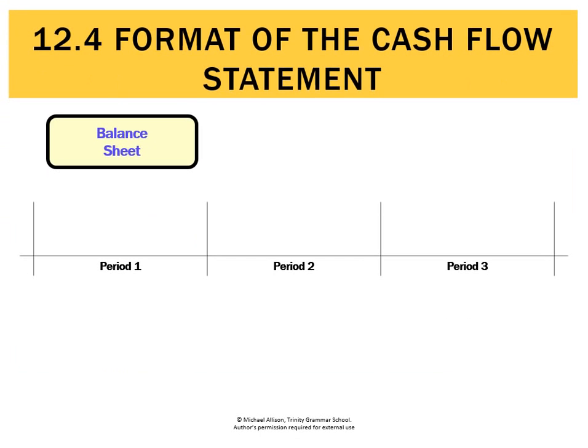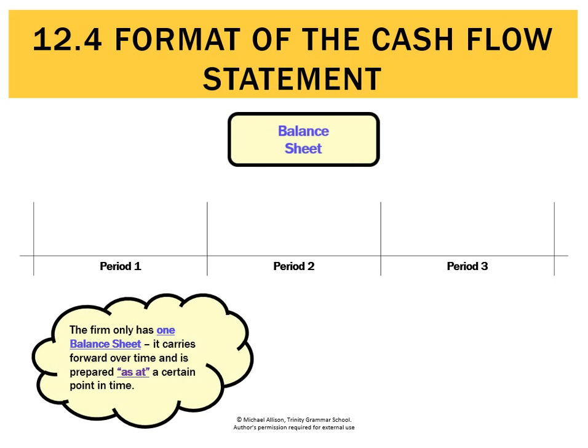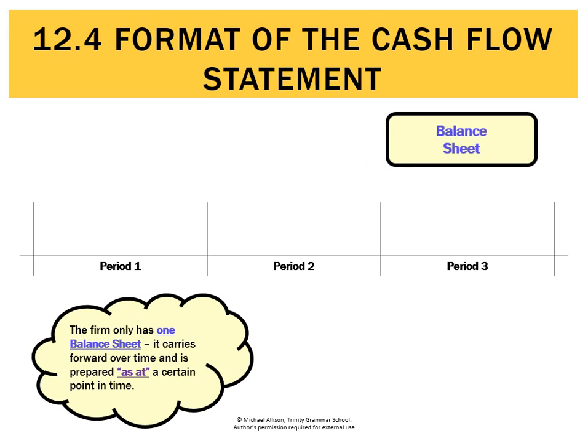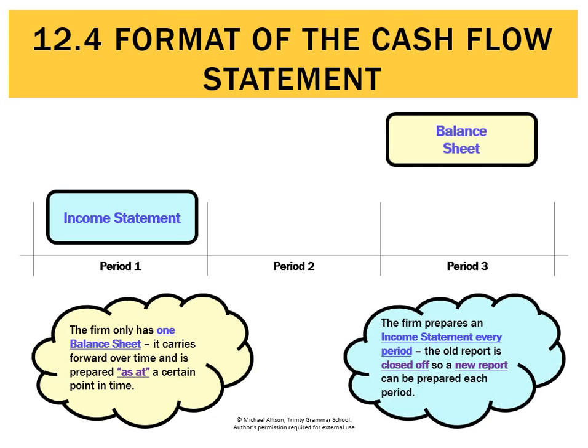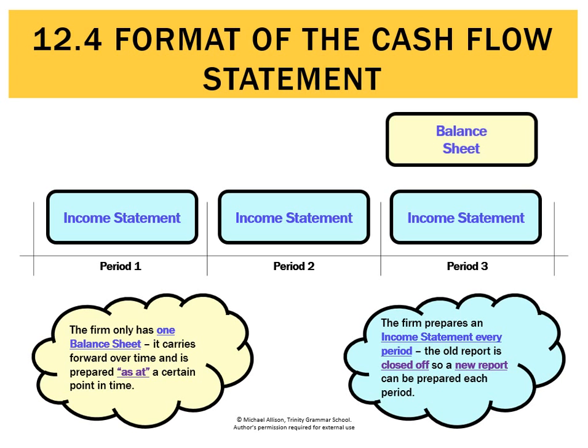So a cash flow statement isn't like a balance sheet. A balance sheet is a report that's as at, so it continues forever and it just goes forward. We make a new balance sheet at a certain point in time, so that continues from one period to the next. An income statement, we looked at that earlier, is something that's actually prepared for each period. So we have an income statement for period 1, an income statement for the period ended in period 2, and an income statement for period 3.